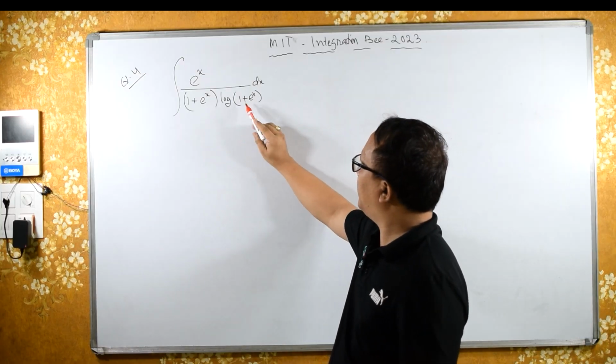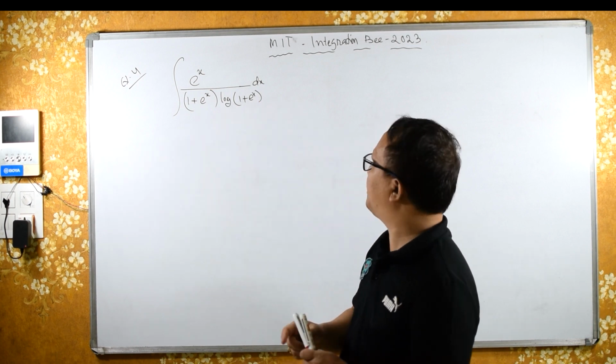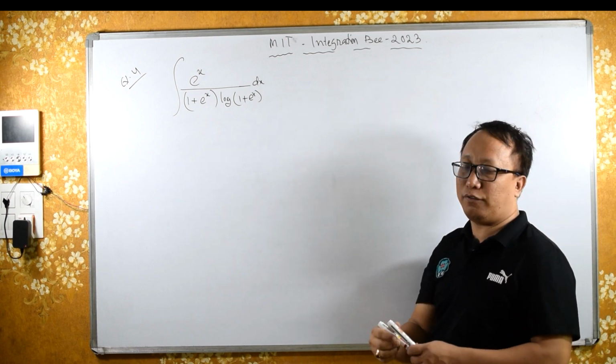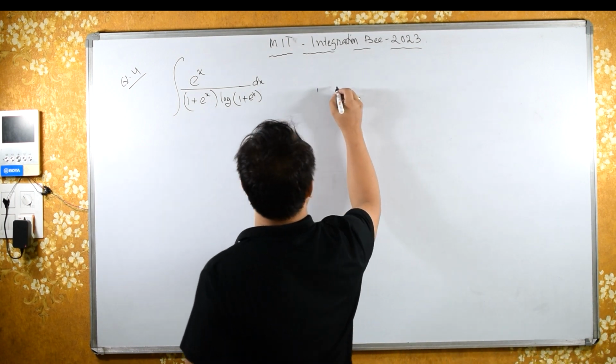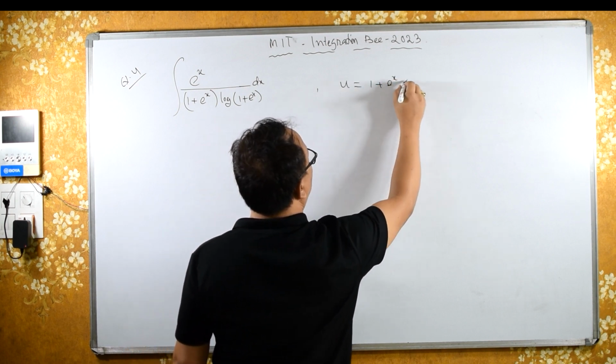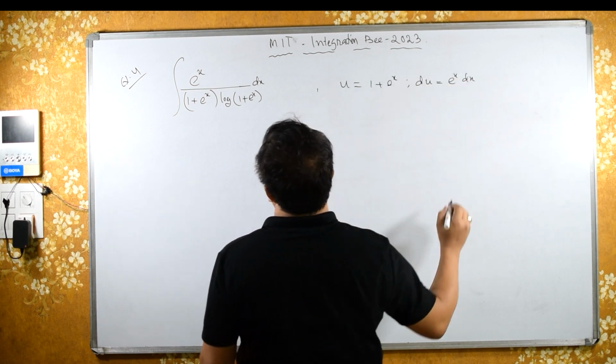Given this integration, it's better to put 1 plus e raised to x equals u. Let's solve by u substitution. This is MIT Integration Bee 2020, question number 4. Let's substitute u equals 1 plus e raised to x, and du equals e raised to x into dx.